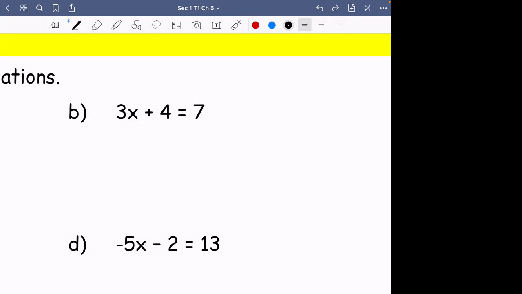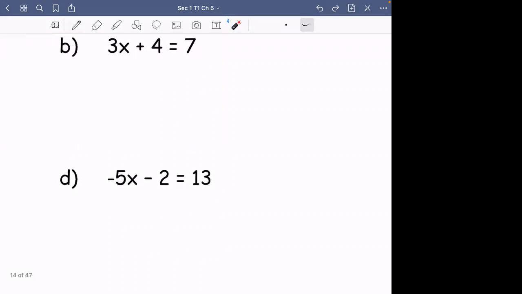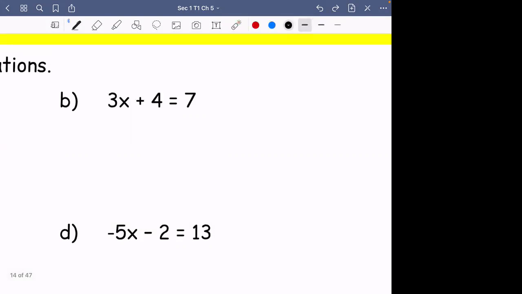For letter B, we are looking for x. We need to maintain x, so x cannot be missing, because we're looking for the value of x, the solution that will make this an equation. Think of this: what do you multiply with 3, and then when you add 4, you get 7? That's the main question there. Let's answer this.